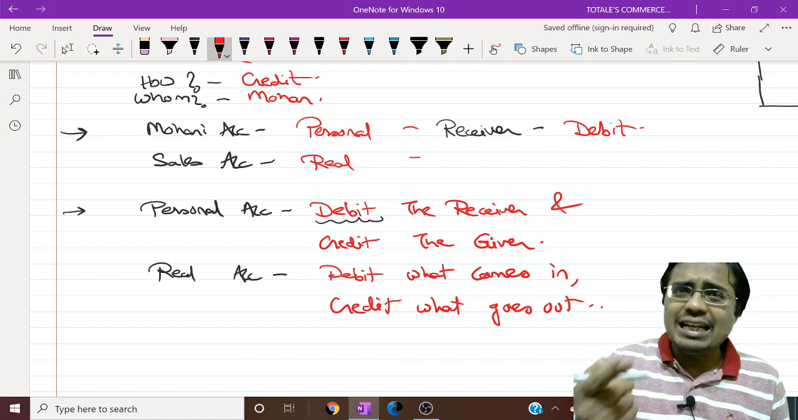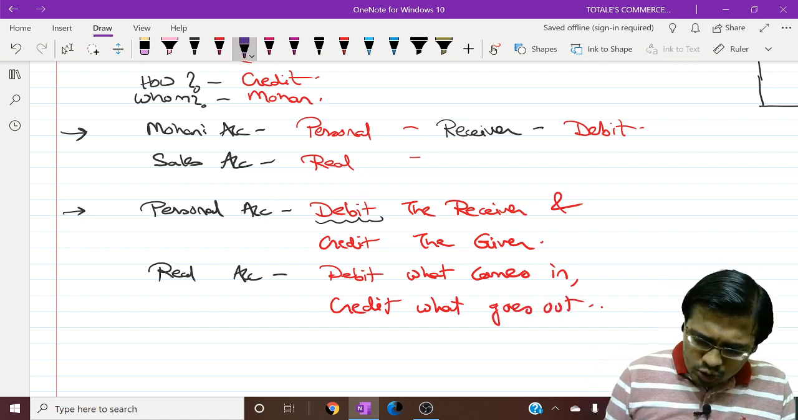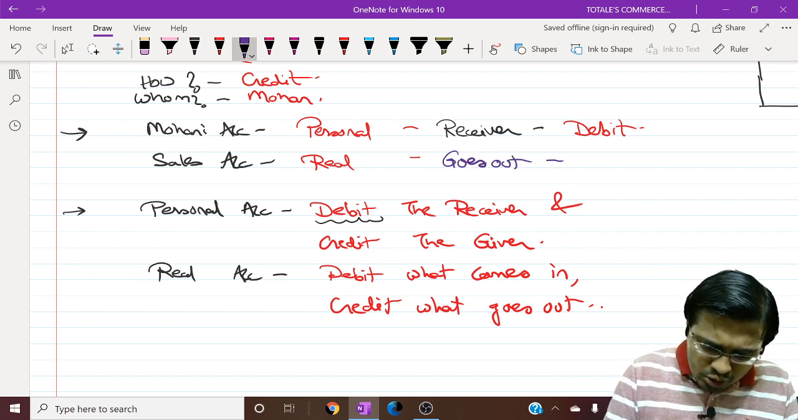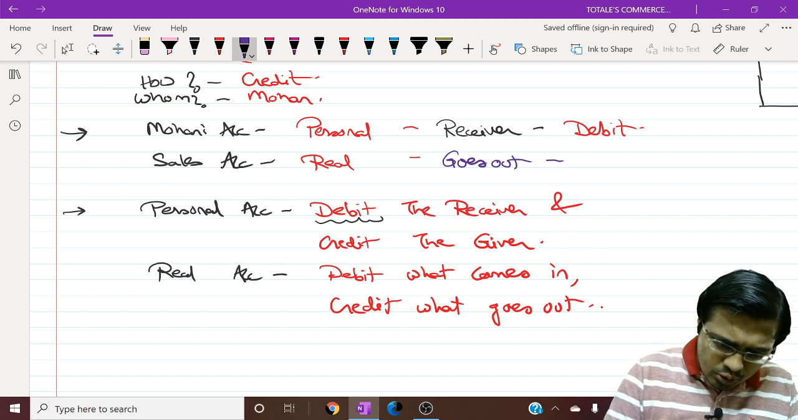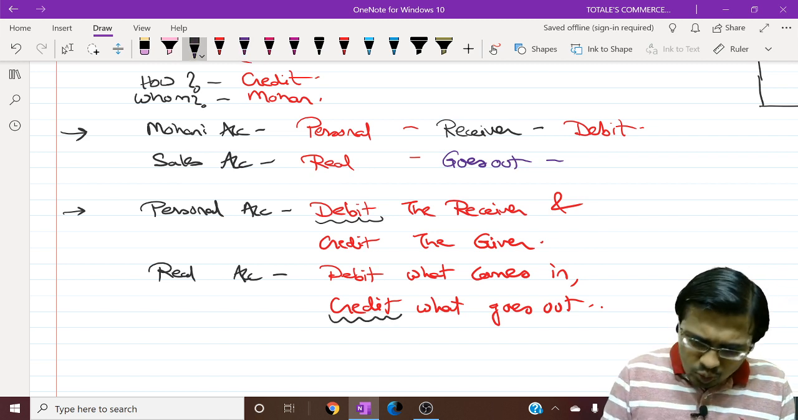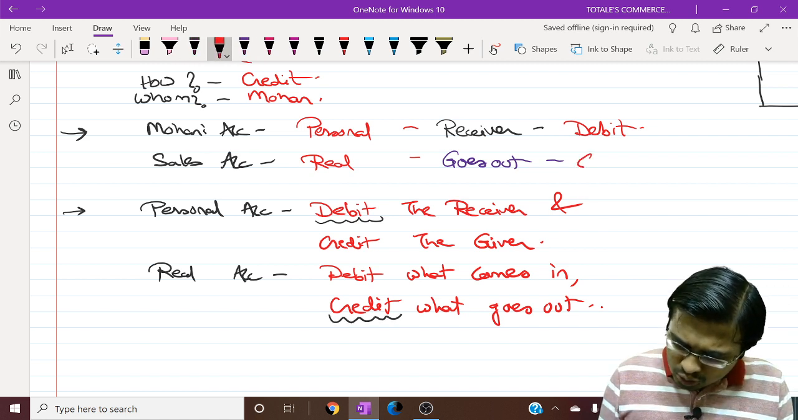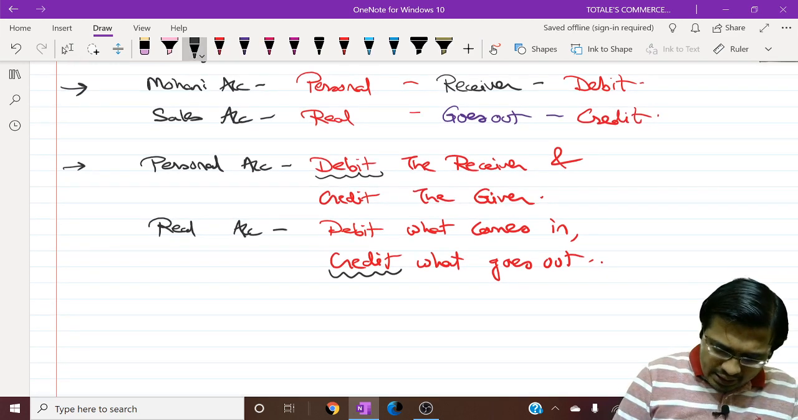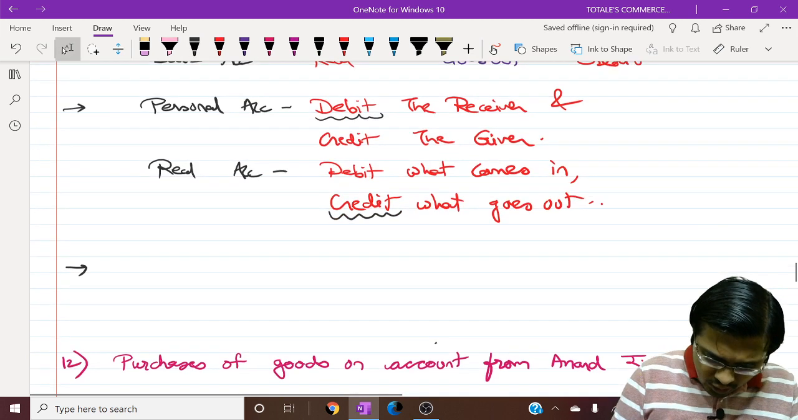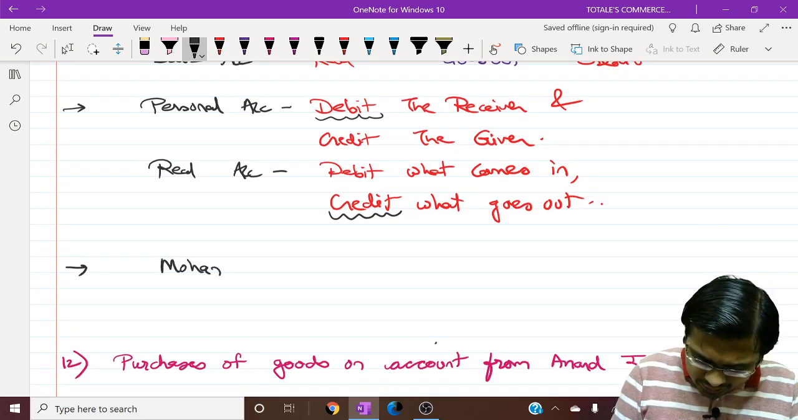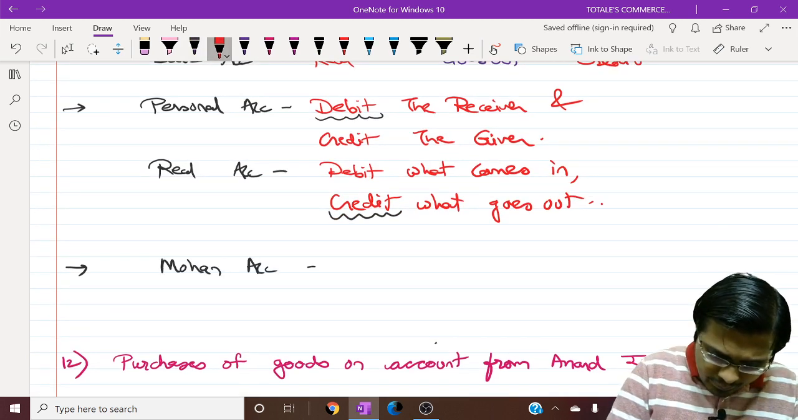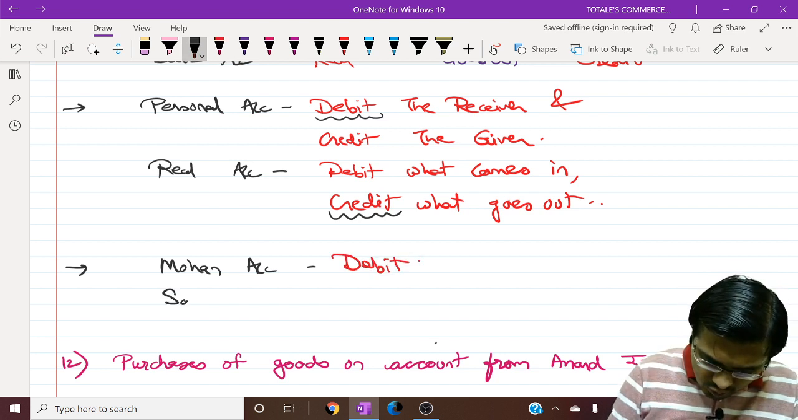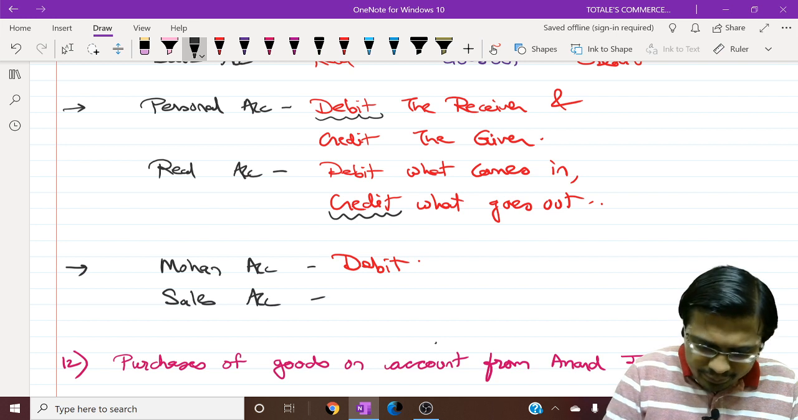Now my friends, we are selling goods, right? So goods are going out. So as per the rules, credit what goes out. So sales account would be credited. So here we have our final answer. Mohan account would be debited and sales account would be credited.